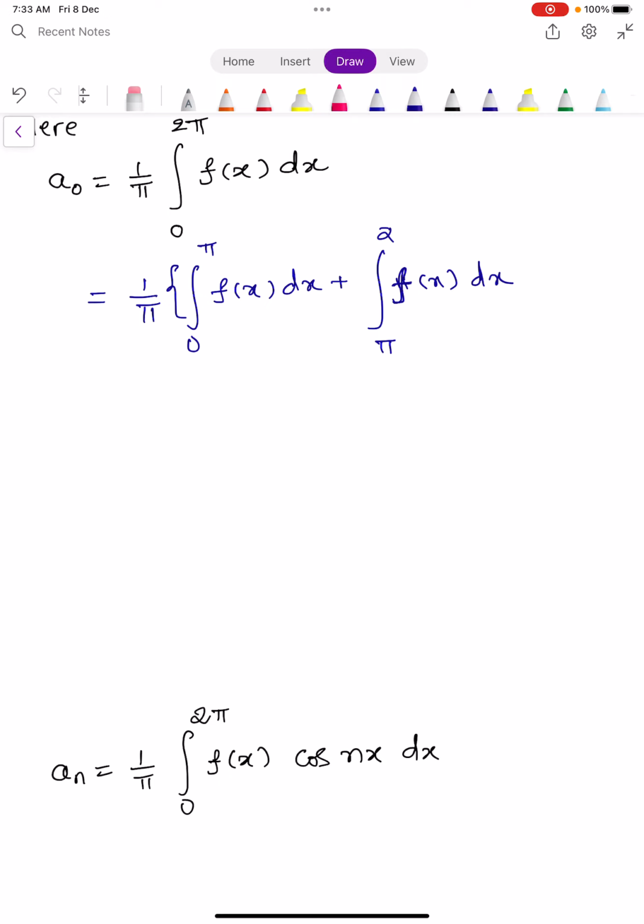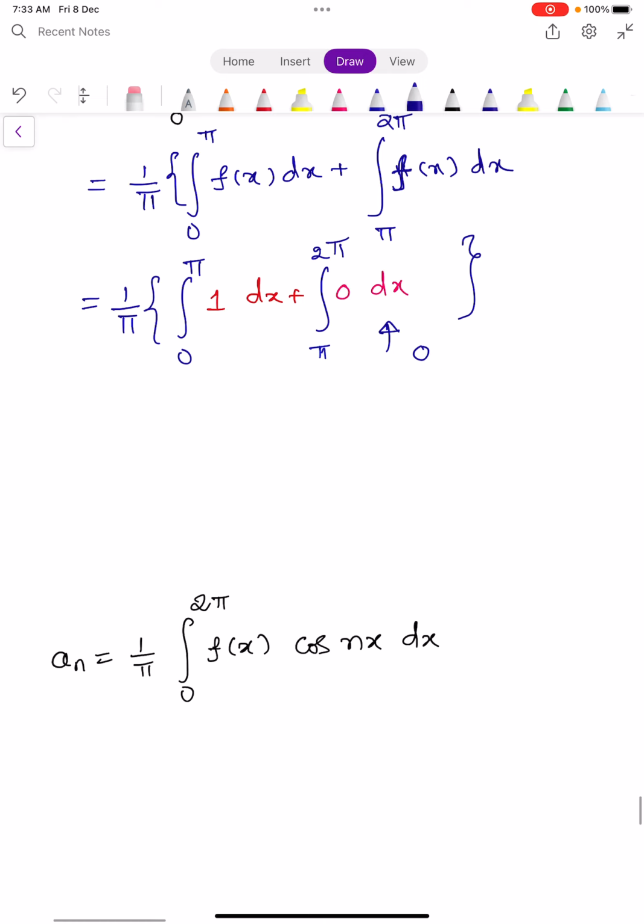So here the integral takes the form 1 by pi integral 0 to pi, where the value of the function is 1, dx, plus integral pi to 2 pi, where the value of f of x is 0, dx. So see, the second integral completely vanishes; it becomes 0. The first integral gives 1 by pi integral dx with limits 0 to pi. You simply get 1 by pi into pi, and finally you get 1. Therefore a naught is equal to 1.